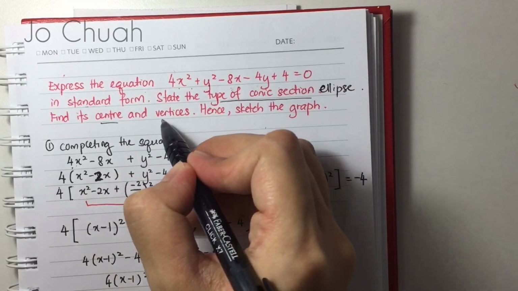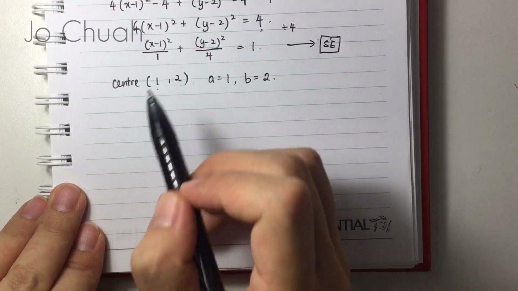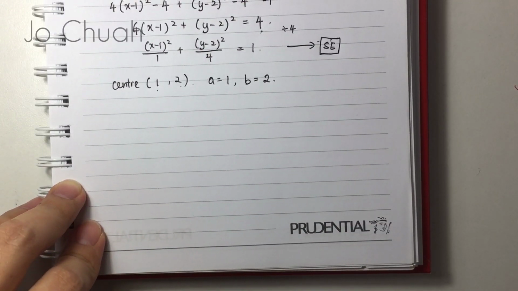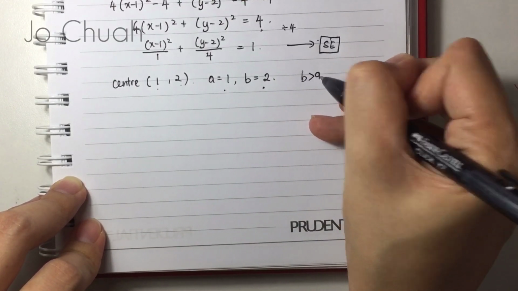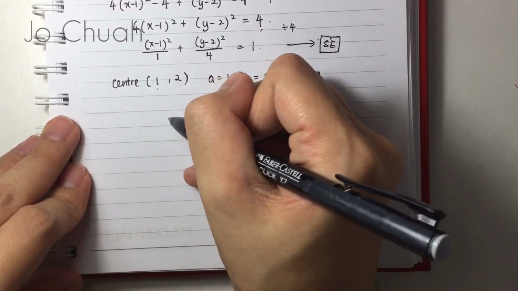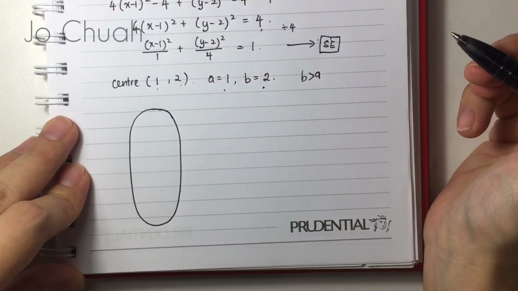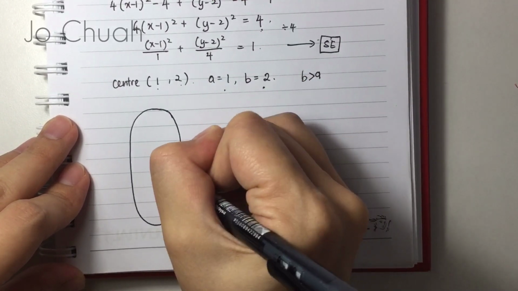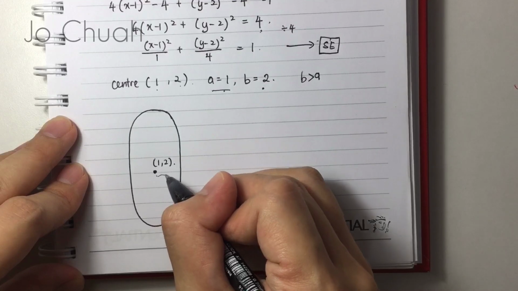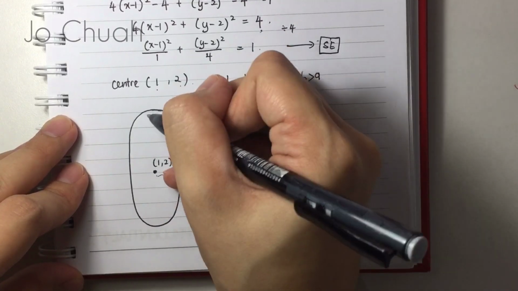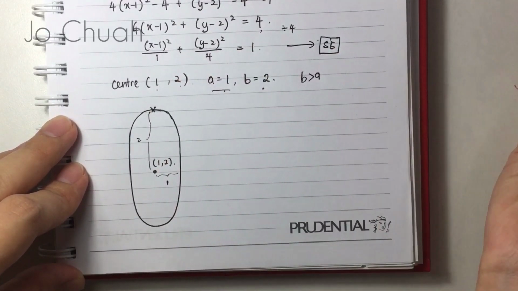Alright, find its center and vertices. So the center is 1, 2, so we have to sketch the shape. Since B is bigger than A, you know that the shape would look something like this. Okay, the center is here, 1, 2. If A is 1, which means here is 1, B is 2, so here is 2. Okay, so the vertices are here.